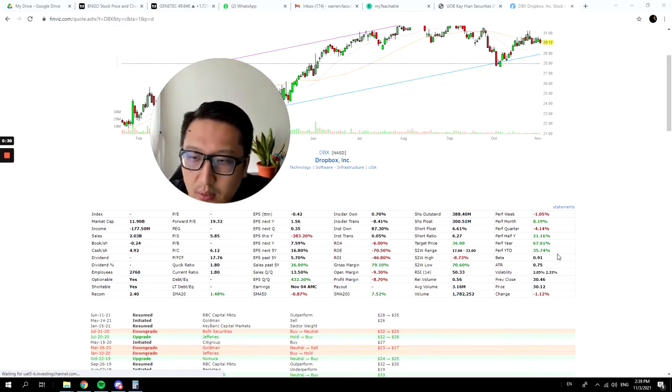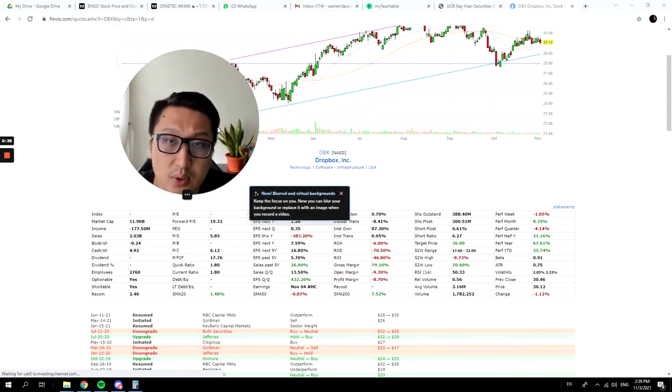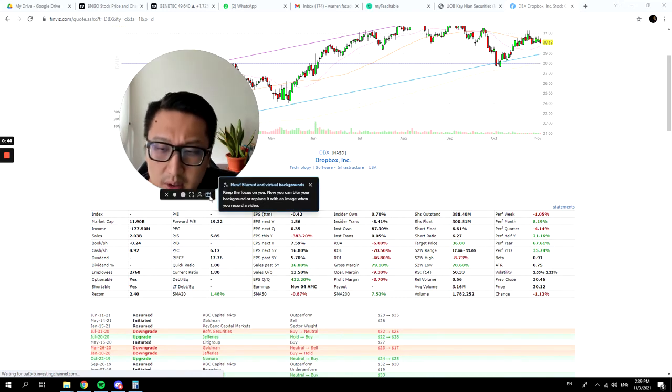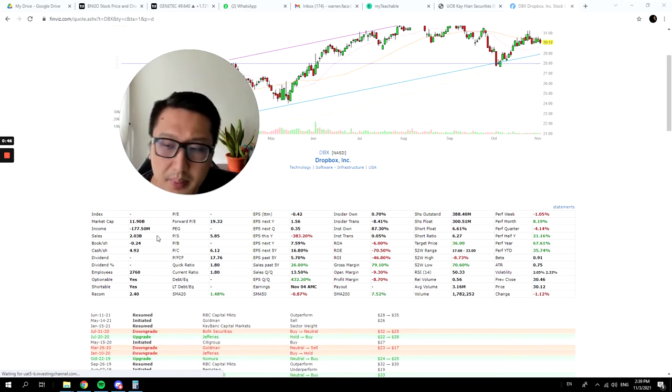Over here we have Dropbox, and by the way, this website, if you don't know it, is an awesome website because it's everything on one page. We have literally not all, but most of the ratios, from market cap, income, sales, employees, PE ratio, forward PE, PEG ratios, and whatnot. All of this we have talked about in our free weekly trainings.